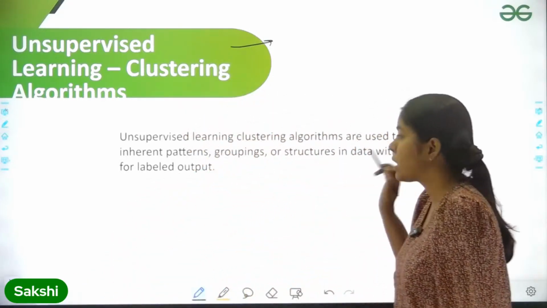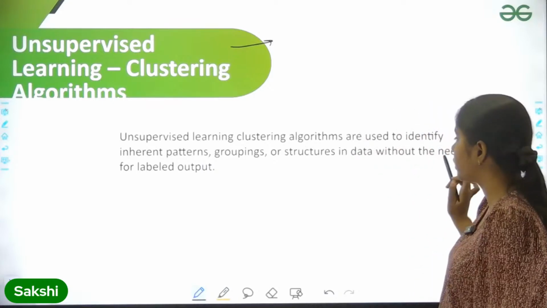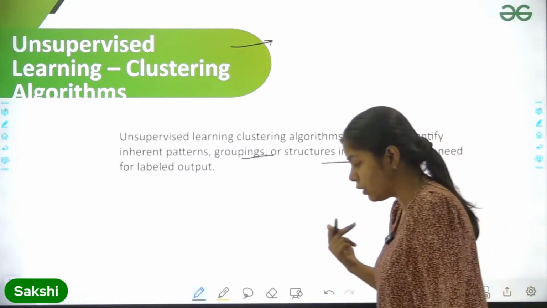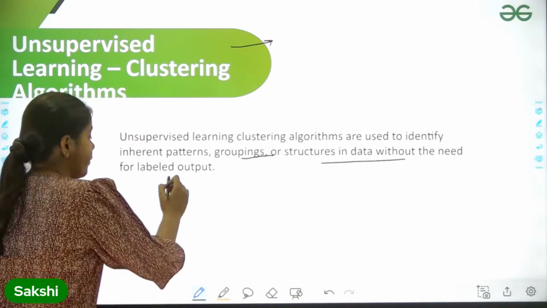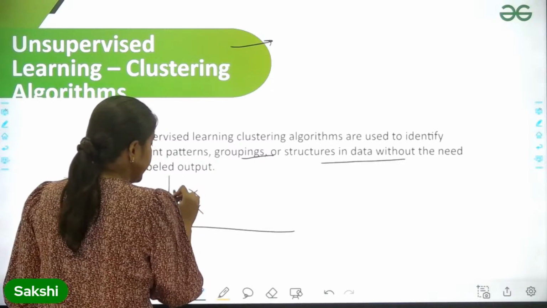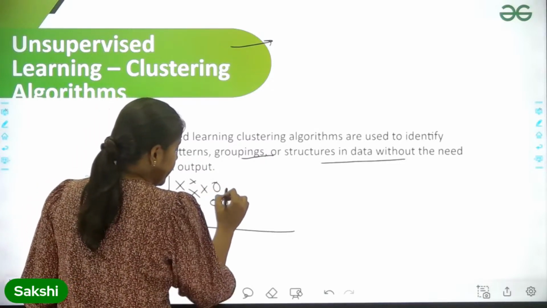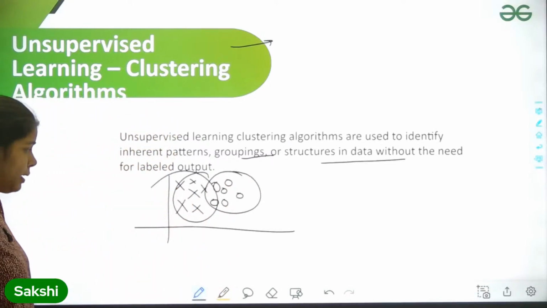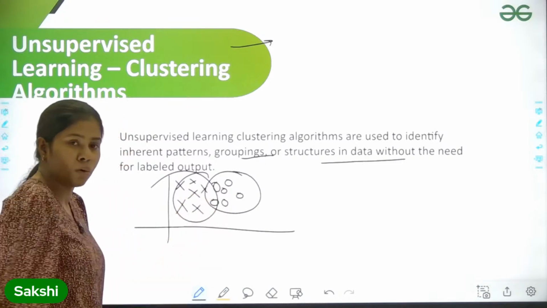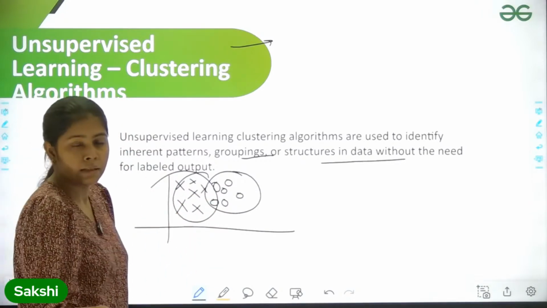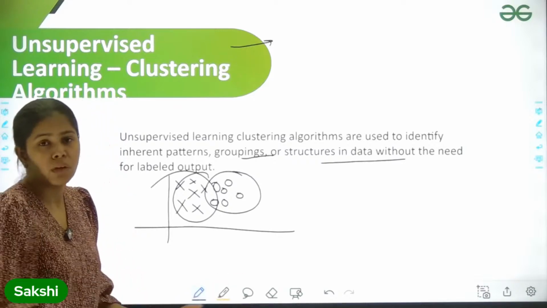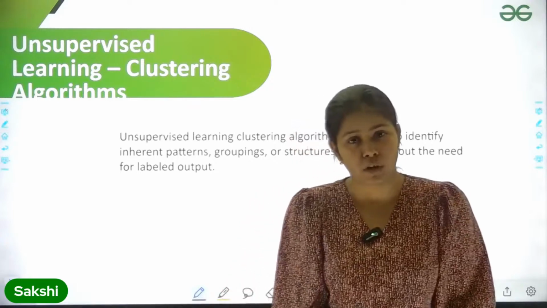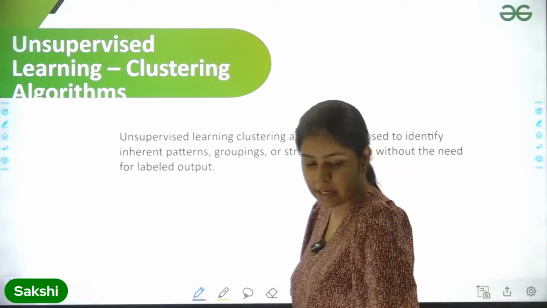So what is unsupervised learning? Unsupervised learning clustering algorithms are used to identify inherent patterns, groupings or structures in the data without the need for a labeled output, right? So whenever I do not need a labeled output, using groupings I'll form clusters here, right? Whenever there is no overlap, then we'll say that is hard clustering. If there is an overlap of two clusters, then we'll say that is soft clustering.